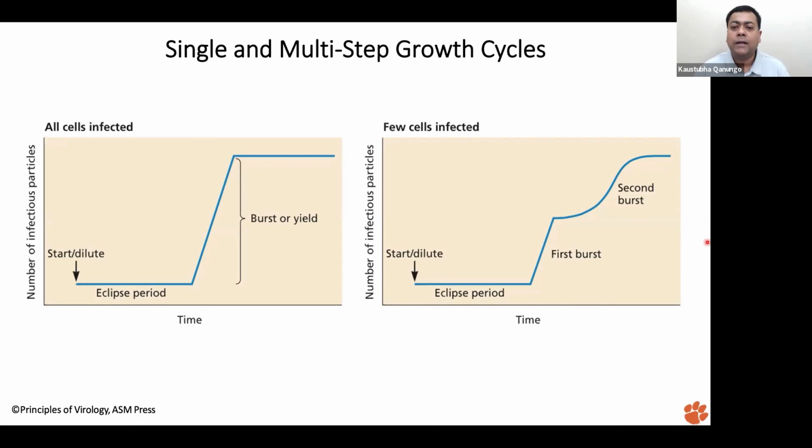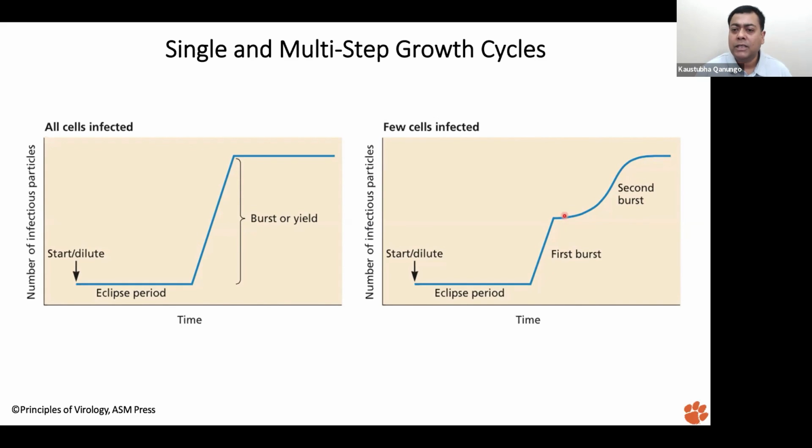On the other hand, you can have a multi-step growth curve. Instead of 1 million cells, suppose 100 or 1,000 or 10,000 cells are infected, you will see multiple burst phases. What we mean by that is some of the cells will make the viruses. These viruses will come out and infect some other cells, and you will see multiple steps.